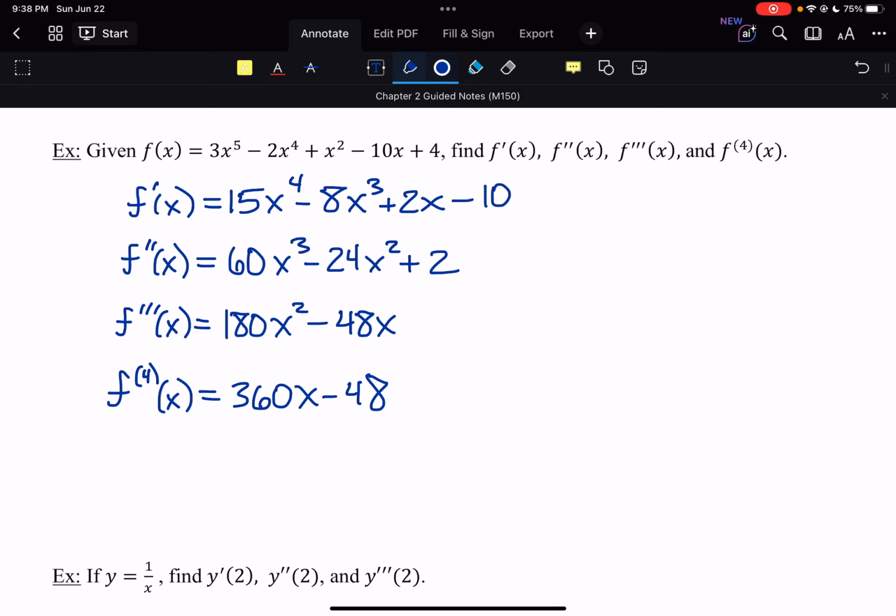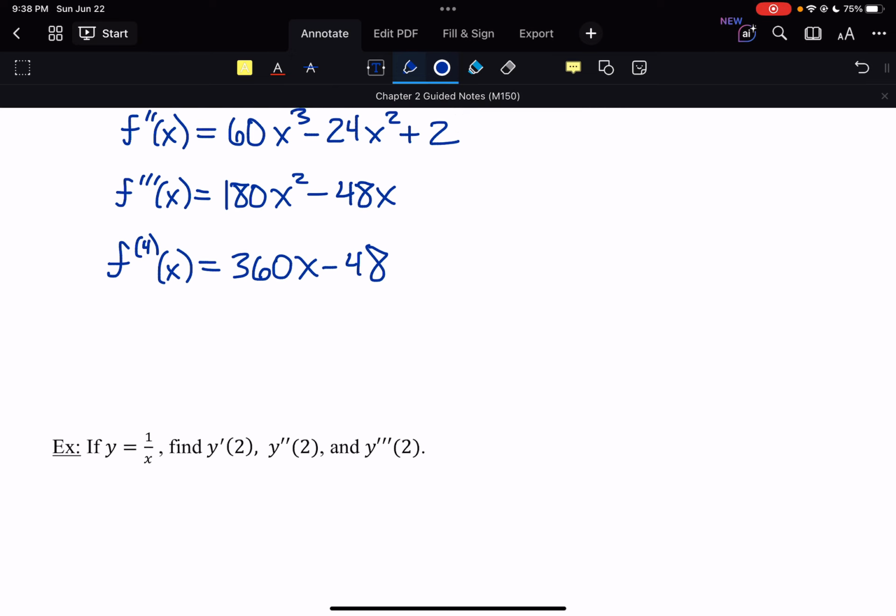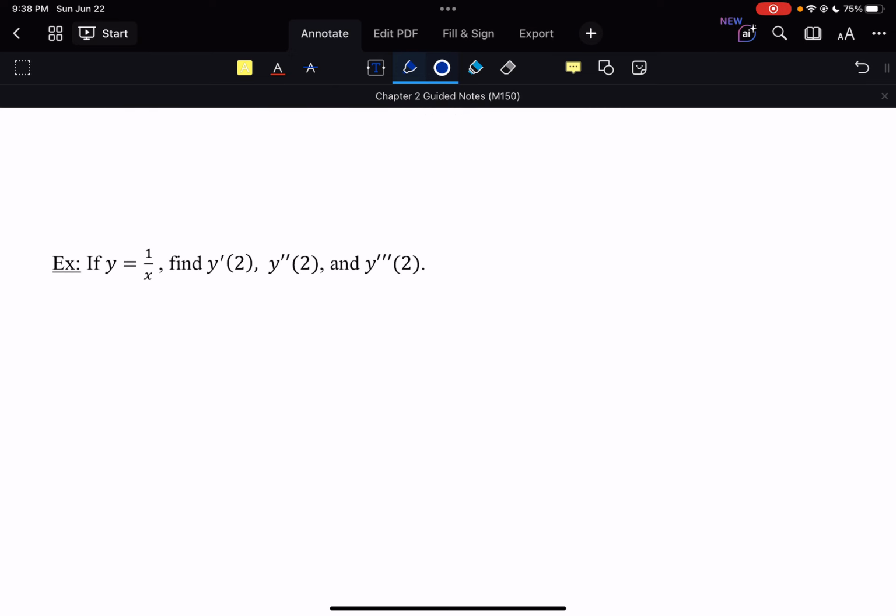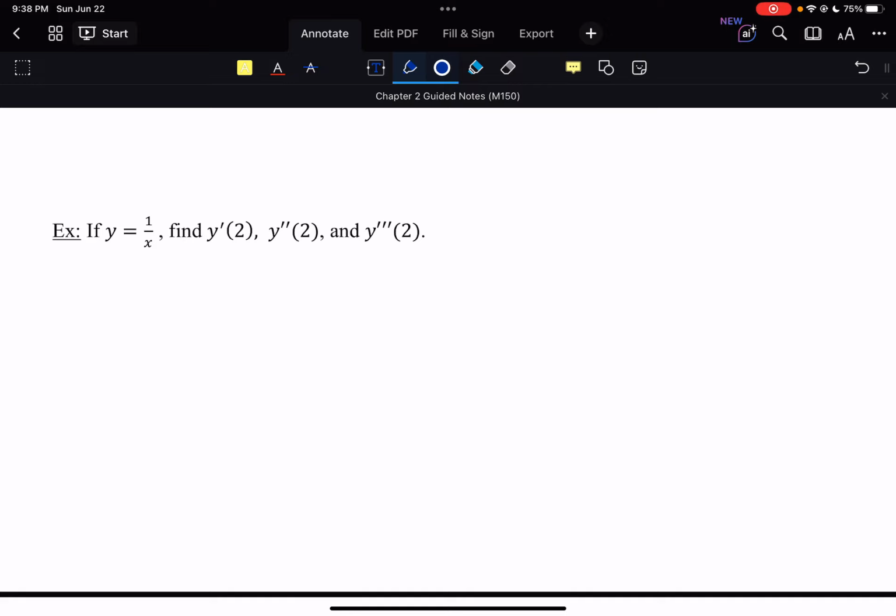So you can see with a polynomial like this, the more derivatives we take, the simpler the function gets. And all we would have to do is go 2 more before we hit 0. But not all functions are made easier with differentiation. You can also have a reciprocal function like this one. So we know that y is 1 over x. In order to take the derivative, we need to put this in the proper form. So that's going to be x to the negative 1.